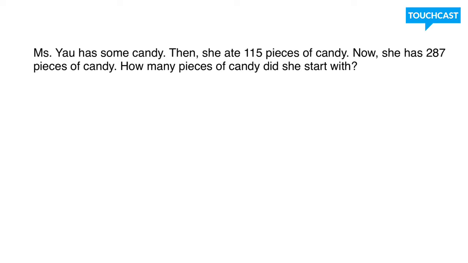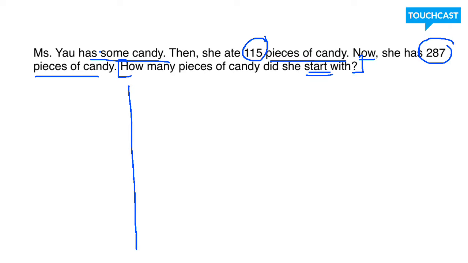Alright, let's take a look at number 2. Ms. Yao has some candy. That's important. Then she ate 115 pieces of candy. Ugh, now I'm going to get cavities. Now she has 287 pieces of candy. How many pieces of candy did she start with? That's that word. Let's take some notes. So right now you should have marked up the problem with me. Notes. This is a key way to get the answer correct.